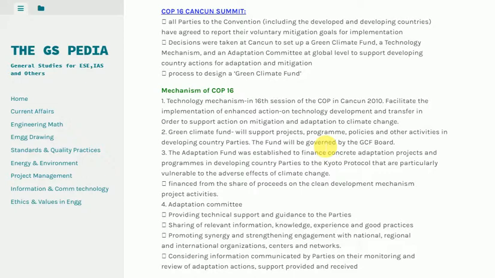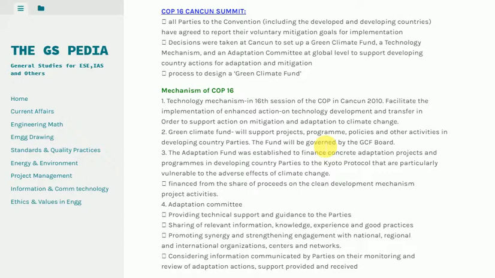3. The Adaptation Fund was established to finance concrete adaptation projects and programs in developing country parties to the Kyoto Protocol that are particularly vulnerable to the adverse effects of climate change. Financed from the share of proceeds on the Clean Development Mechanism project activities.